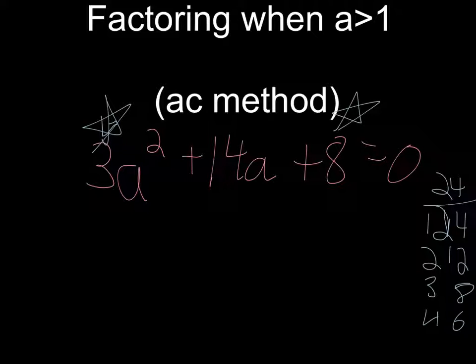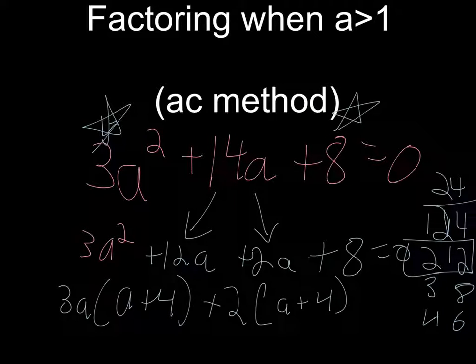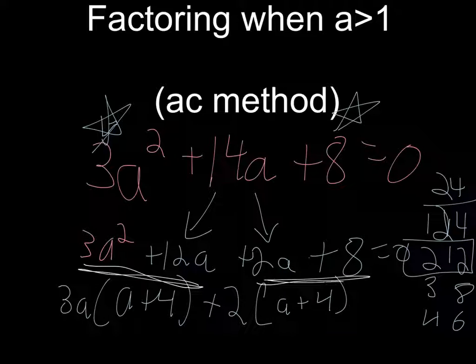After finding my factors, I look over here and I find out that 2 and 12, having the same sign, will add to a positive 14. Once you find that your factors are 2 and 12, you're going to break up the 14a into 12a and 2a. From there, I'm going to look at 3a squared plus 12a and 2a plus 8. You want to break it up into two separate things.